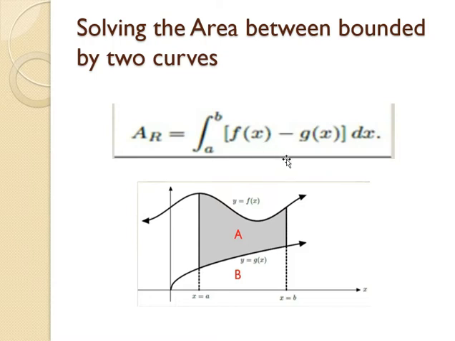It is very important, class, to determine which function is above the other, or at the right of the other, in identifying the area between the two curves. Because the one above will be the minuend, and the one below will be the subtrahend. And always remember that b, our limit of integration, is greater than or equal to a. So I will give you examples to better understand this lesson.